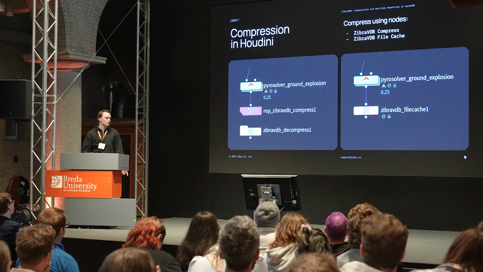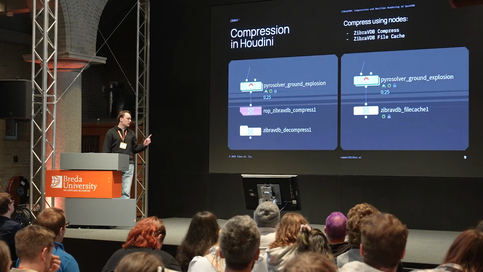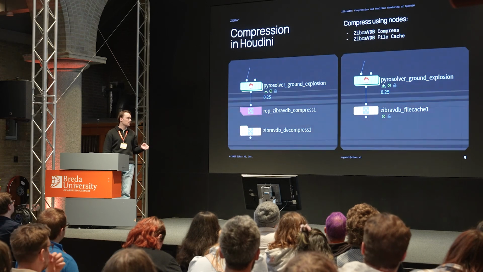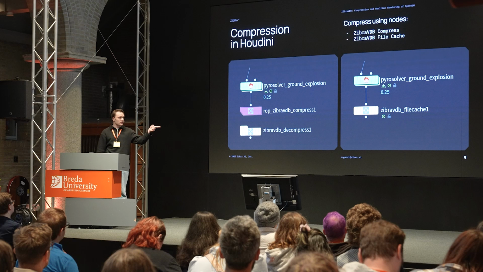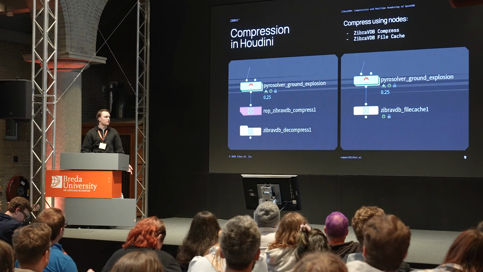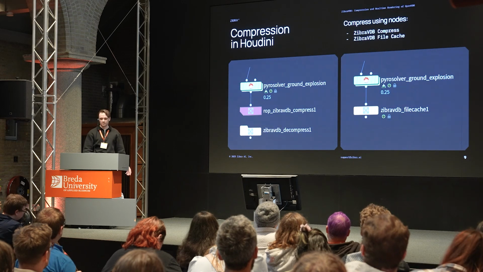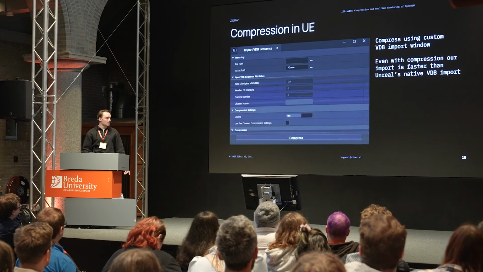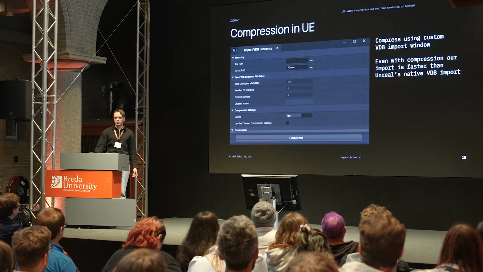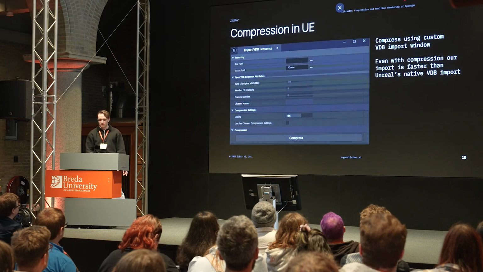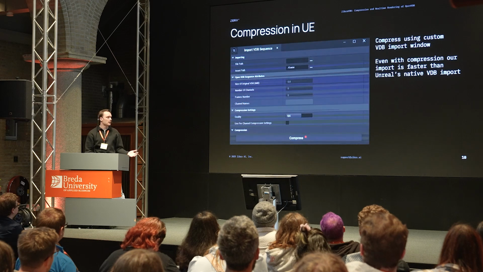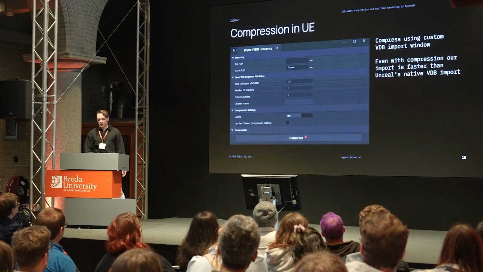In Houdini, we have 3 nodes. The first one is the compress node. The second is the decompress node. The compress node just saves your sequence into a file, and the decompress node reads it back. The ZibraVDB file cache node is just a convenient wrapper for these 2 nodes, so in practice you only use the ZibraVDB file cache node. It's just more convenient. In Unreal Engine, you're also able to import your effects. You should have a VDB sequence. You just select your VDB sequence here, specify the quality for compression, and press compress, and you have a ZibraVDB actor in your asset folder.